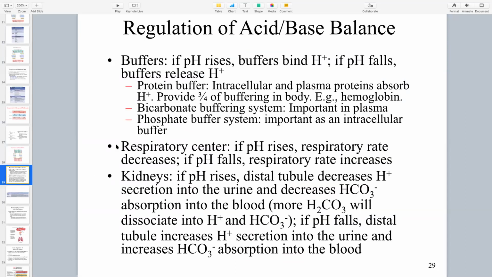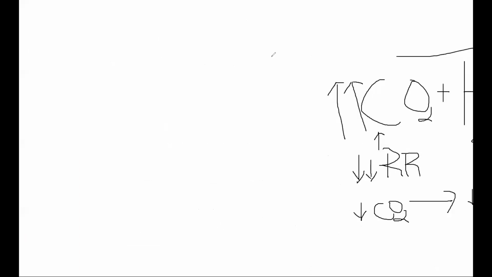Buffers prevent changes in pH. If pH rises, buffers bind hydrogen. If pH falls, buffers release hydrogen, right? Protein buffers. You guys have seen protein buffers before? Probably not. So what I'm going to show you is how a protein can act like a buffer, right? How does a protein act like a buffer?